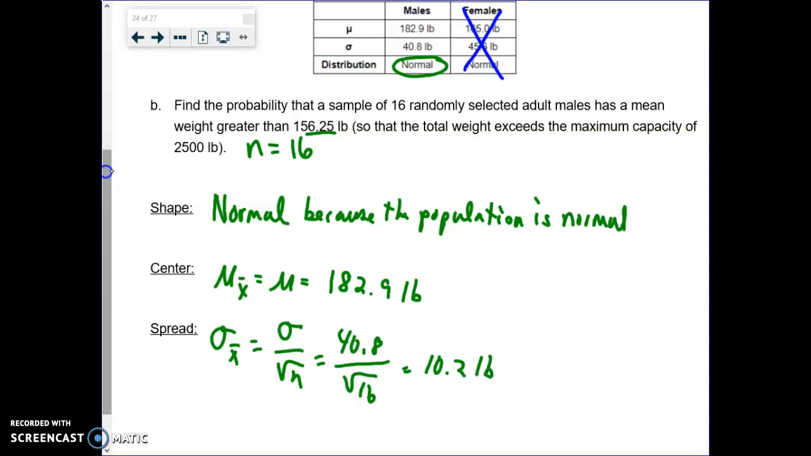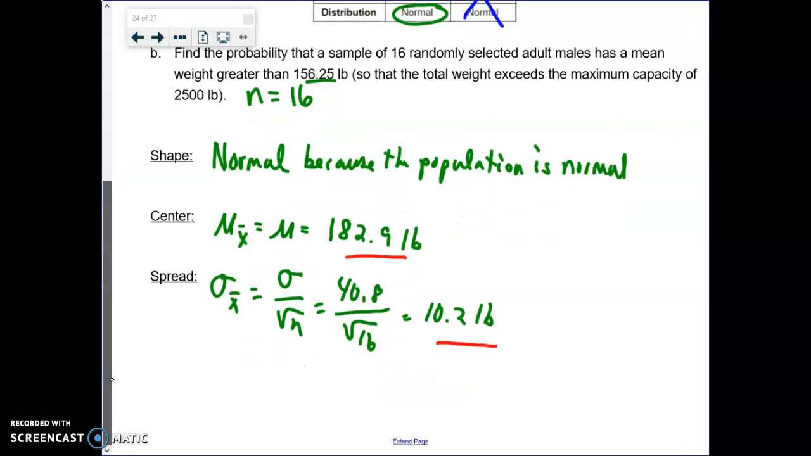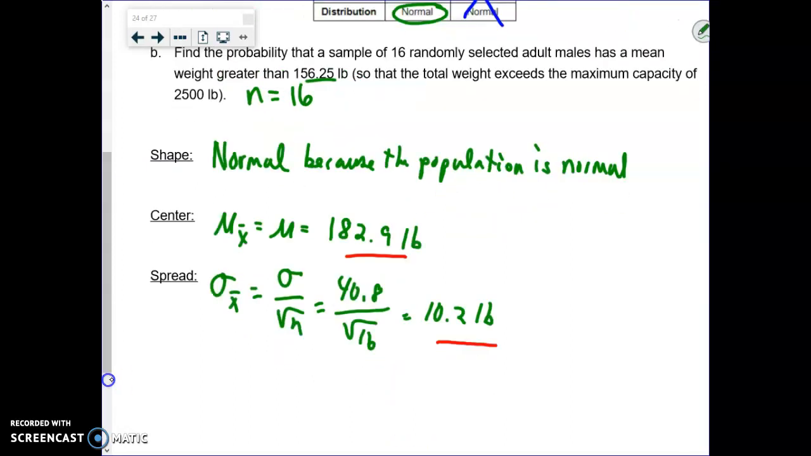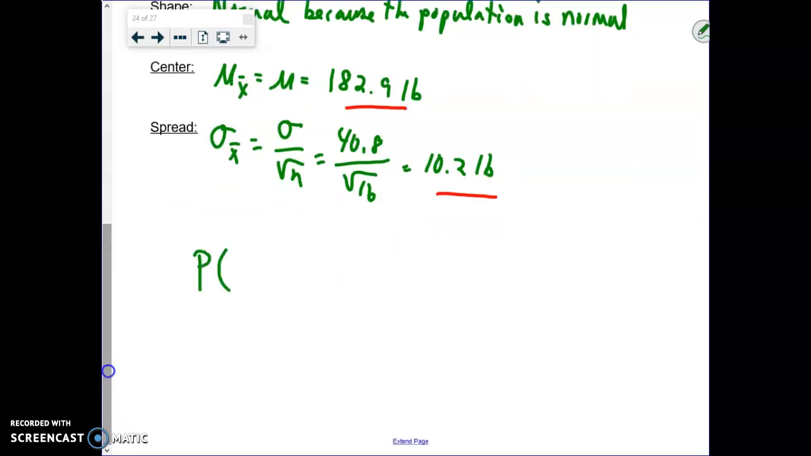So again, these are the two values we're going to use in our stat app. So, if we do that, we want to find the probability that the mean of a sample of 16 is greater than 156.25 pounds. And if you go to your stat app, that ends up being 0.9955. So it's very likely that if you have a sample of size 16, the average weight of the men in there would be greater than 156.25 pounds.